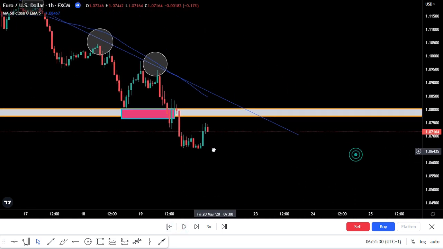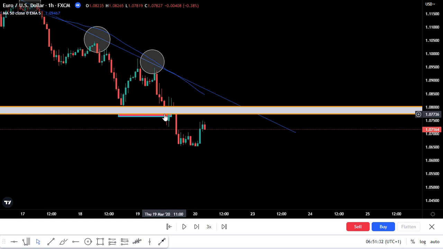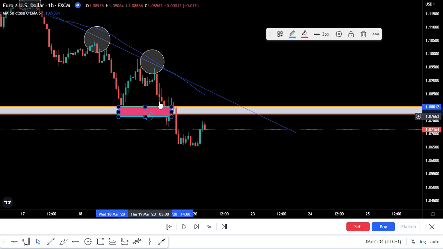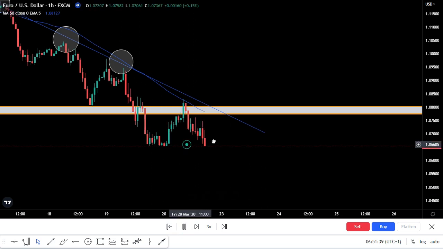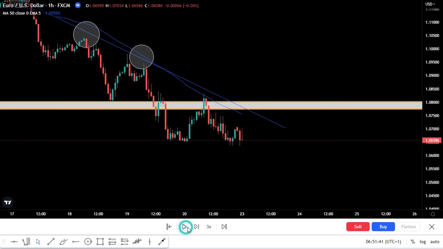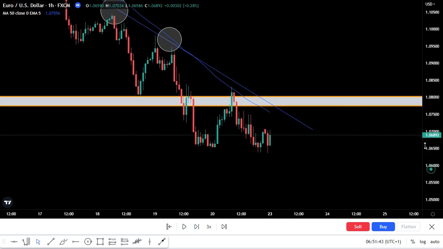So you can see the price breakout. Anybody who entered here has lost out on this trade. But we are still waiting for the price. Now you can see the price has created a pattern again. Remember, this support level is still valid.